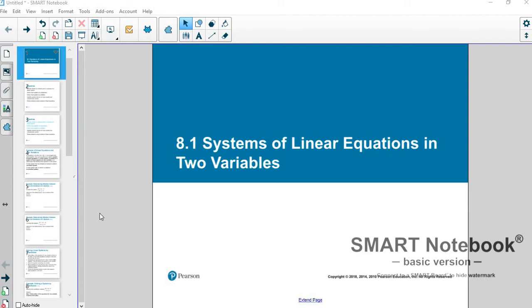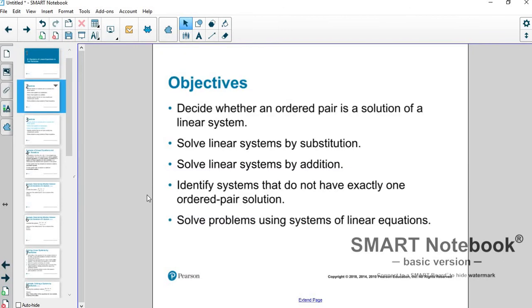We are starting chapter 8, section 1, systems of linear equations with two variables. This section is going to be broken up into two videos. This is all the objectives that are covered in this entire section. For this video, we're going to do the first three. We're going to talk about how to know whether an ordered pair is a solution. Then we're going to talk about the two methods of solving: substitution and addition.